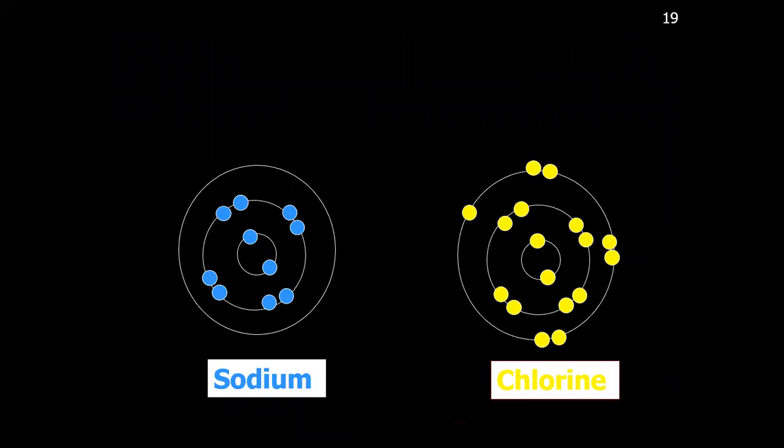Let's take a look at this beautiful example. The ionic bond is between sodium and chlorine. Sodium has 1 electron in its outermost shell. It has 2 electrons in first shell, 8 electrons in second shell, and one electron in outermost shell. Similarly, chlorine has 2 electrons in first shell, 8 electrons in second shell, and 7 electrons in third shell.